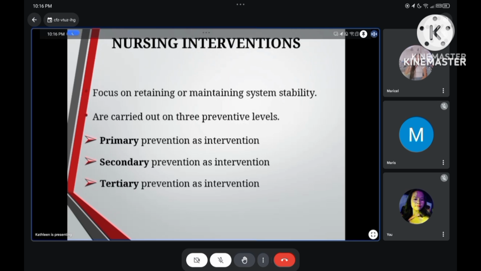For tertiary prevention, also known as after treatment or the rehabilitation phase, an example is rehabilitation after a stroke. When a patient recovering from a stroke undergoes physical therapy and receives counseling to regain physical mobility and mental health.